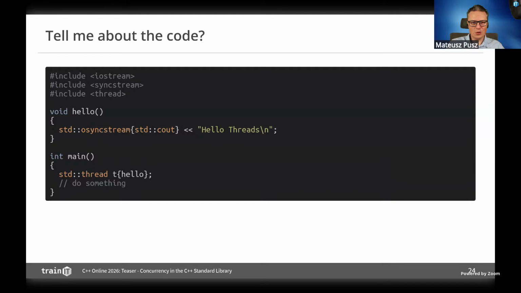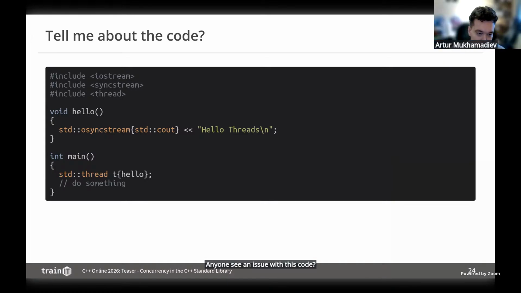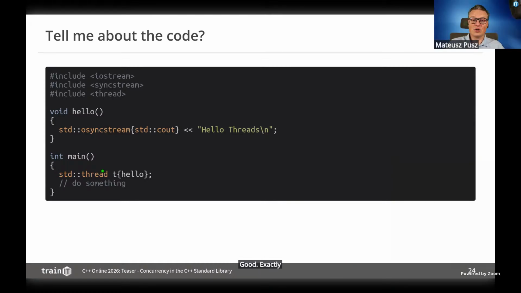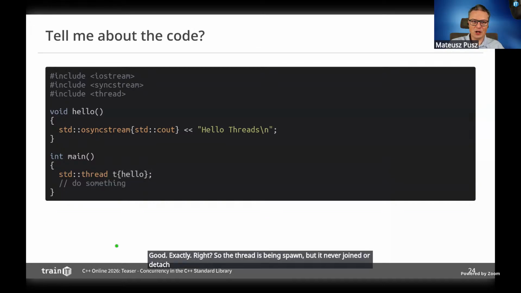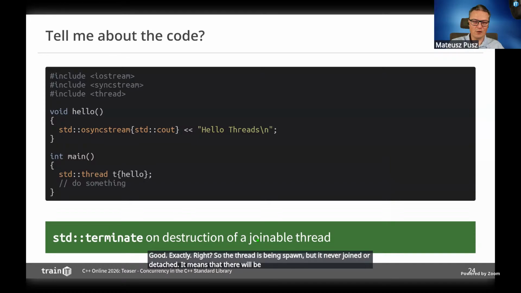Anyone see an issue with this code? Yes, so we are not joining the thread at all, as far as I see. Good, exactly, right? The thread is being spawned, but it is never joined or detached. It means that there will be a terminate on destruction of a joinable thread, right? This is the design of C++11 threads. You have to either join it or detach, otherwise you have a terminate, all right?